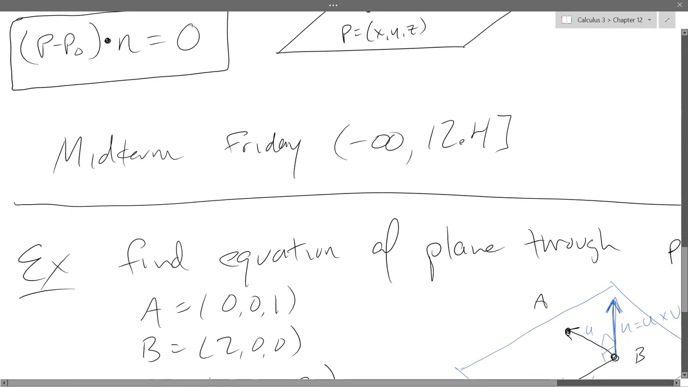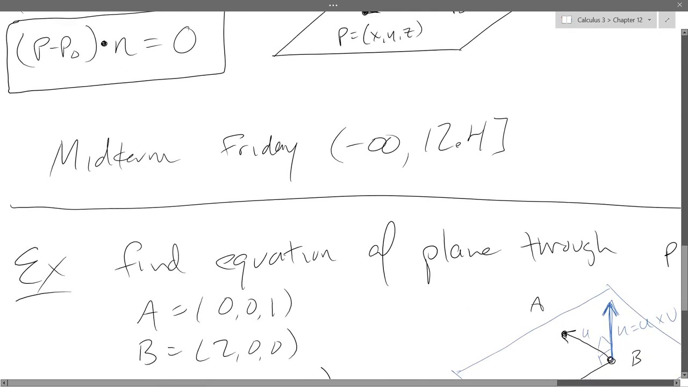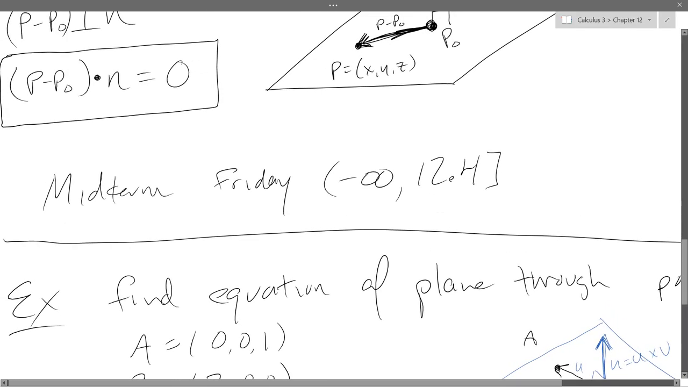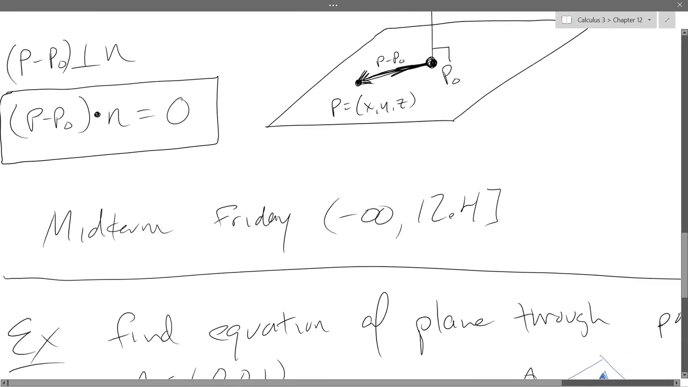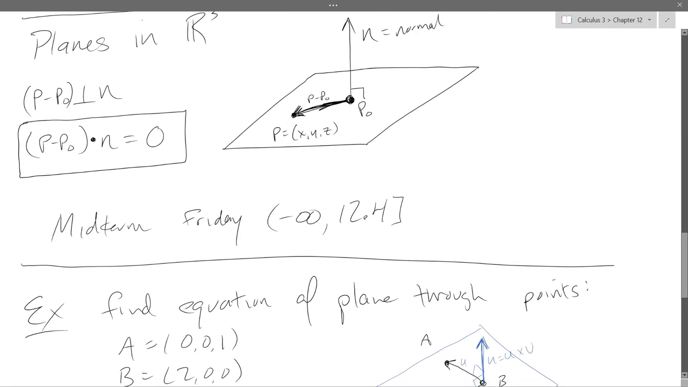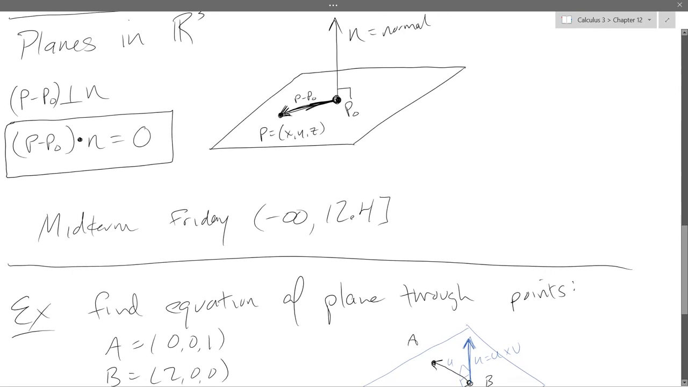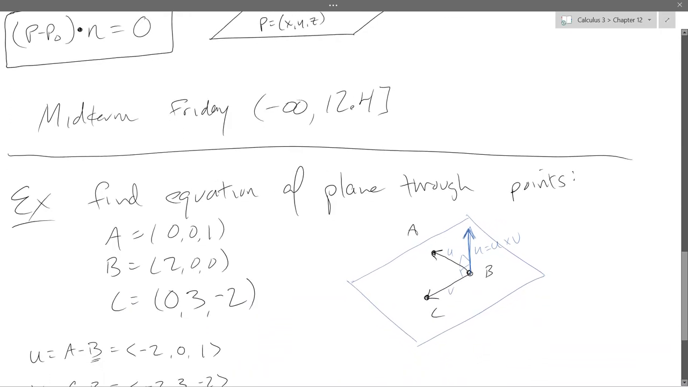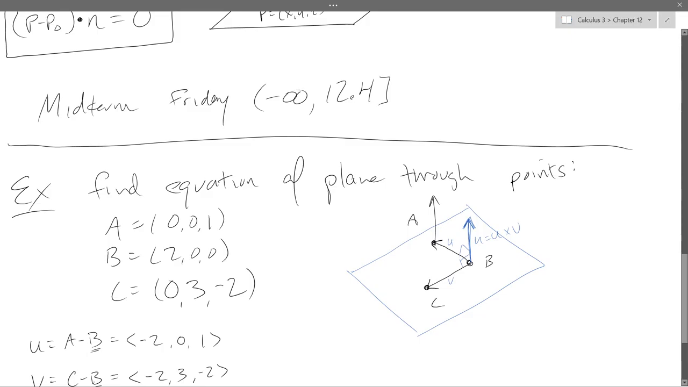So we're going to use the formula (p minus p0) dot n equals 0. So I need to label some things. What could I use for p0? P0 is a point, any point on the plane. B, so I could use B. I could also use A or C. It doesn't actually matter. If I use A or C, just think about the normal going up there or out the other one. So it actually doesn't matter which of the points I use.